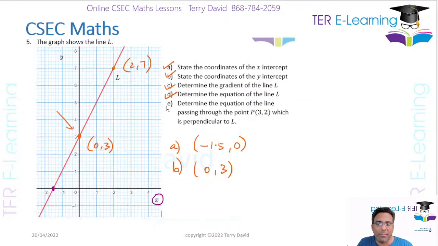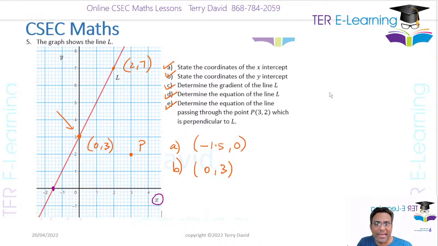Right, now, part E, determine the equation of the line passing through the point P, which is (3, 2). So we have a point P which is (3, 2). This is the point P, right? It is perpendicular to the line L. Now, what does that mean?